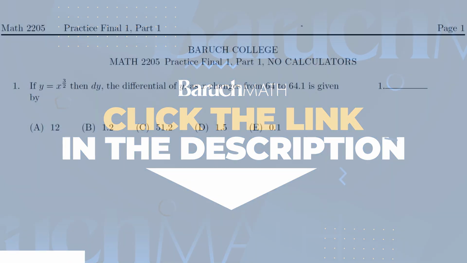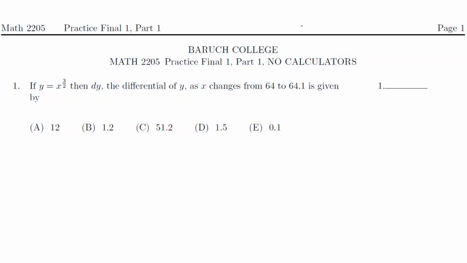So let's do this. Alright, problem 1. Y is equal to x to the 3/2, then dy, that's the one we have to find, as x changes from 64 to 64.1. So very simple. We right away say dy dx, take the first derivative, is equal to 3/2 x to 1/2. So therefore dy is equal to 3/2 x to 1/2 times dx. Now dx is 0.1, and we just start plugging numbers in.